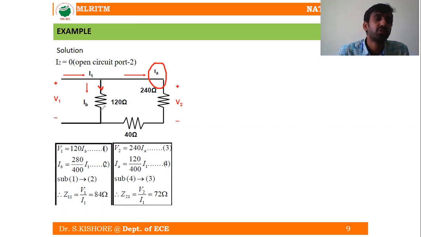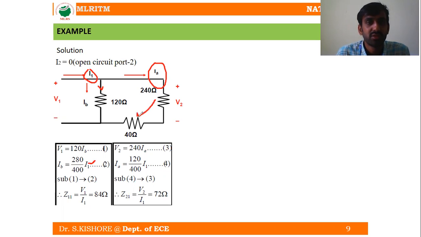Now here I am going to apply the current division rule. What is the current division rule? When we want to find the current, the current IB is going to be equal to the source current. What is the source current here? The source current is going to become I1, into the opposite resistance. This is our resistance, right? This current is IB. What could be the opposite resistance?